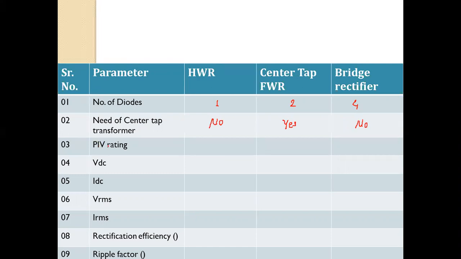Then PIV rating. If you see that, what is the PIV rating of the half wave rectifier circuit? It's VM. Then the PIV rating of a center tap rectifier circuit is twice VM. And just now we discussed that the PIV rating of a bridge rectifier circuit is VM.